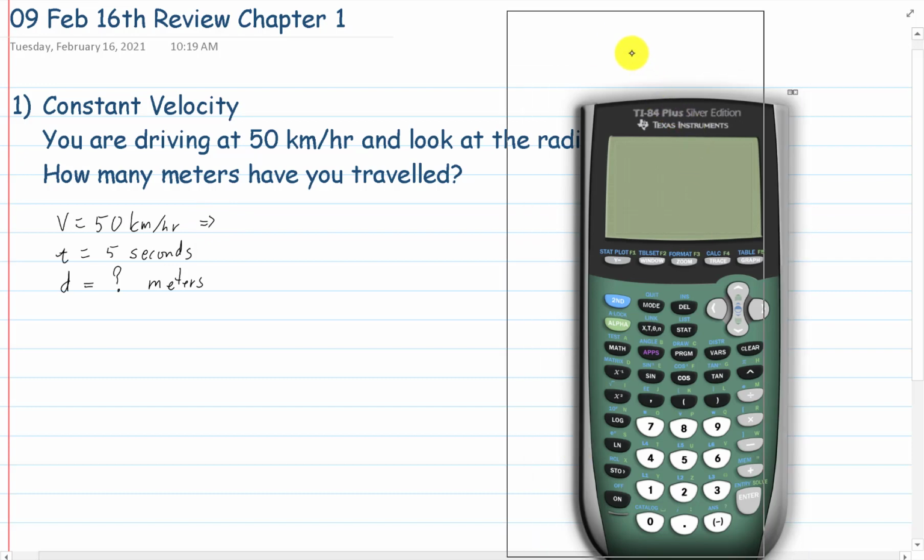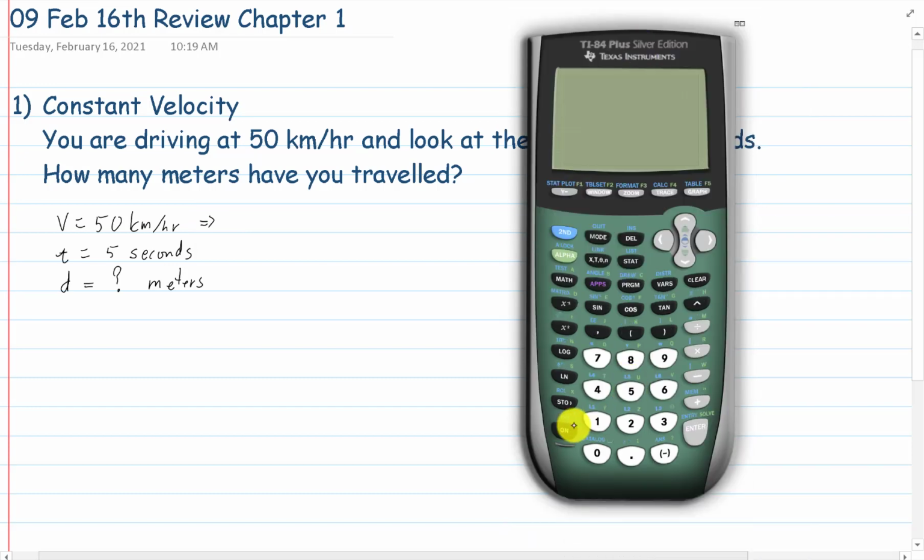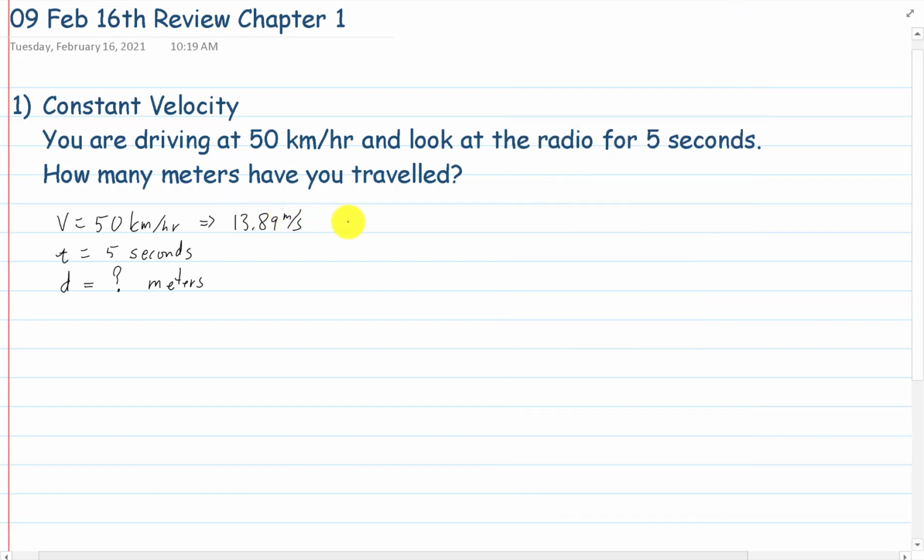You don't have to show your work as a conversion factor from the previous chapter, but 50 divided by 3.6 will be 13.88 or 13.89 meters per second. You pull up the single most used formula for this chapter, which is v equals d over t. Rearranging it for d, because that's what we're solving, d is equal to velocity times time.